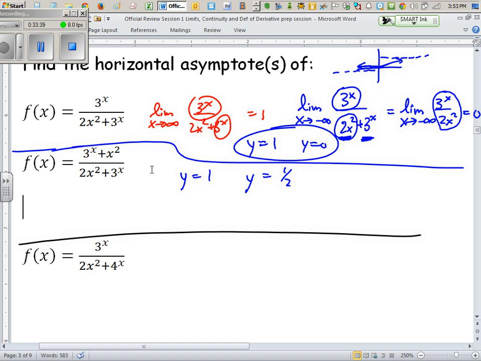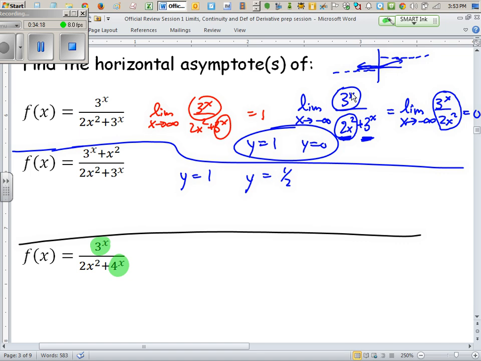If x is extremely large, you should be looking closely at these two terms. And forget the 2x squared, right? If x is a million, billion, trillion. So what does this go to? Zero. An exponential base 4 grows faster than exponential base 3.